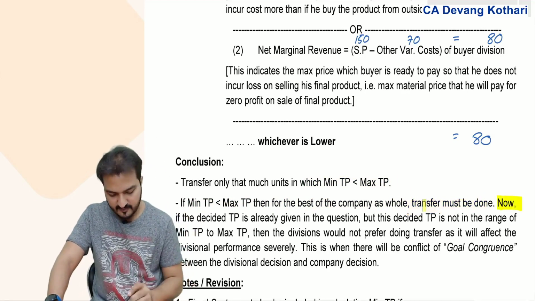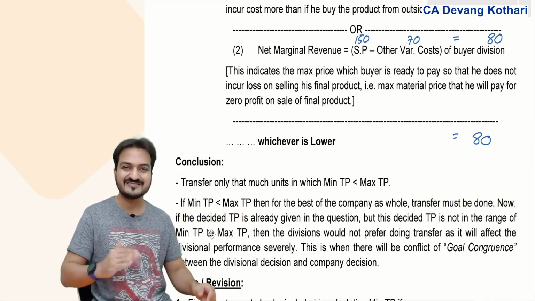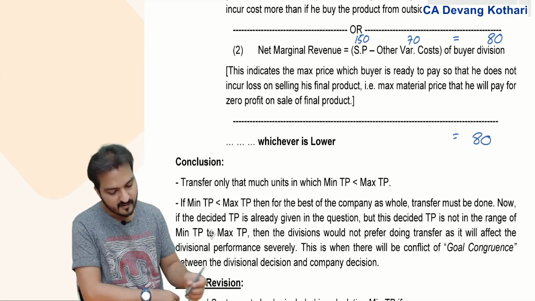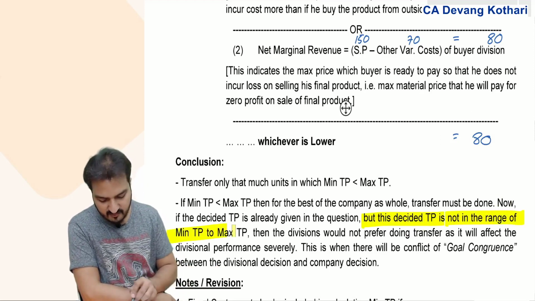Now, if the transfer price decided between A and B is already given in the question, good. But this decided TP given is not in the range of minimum to maximum.